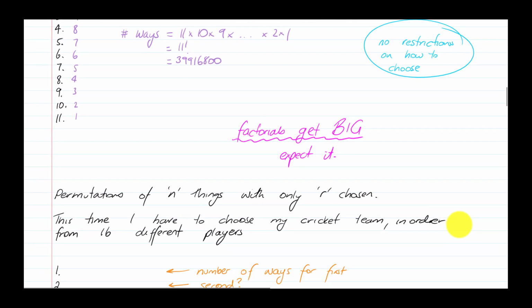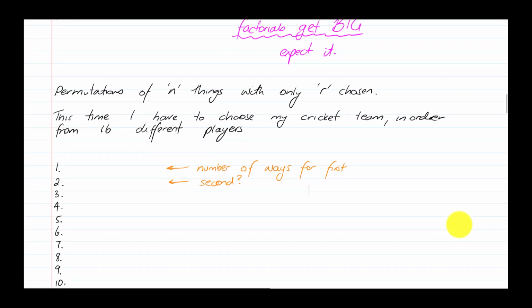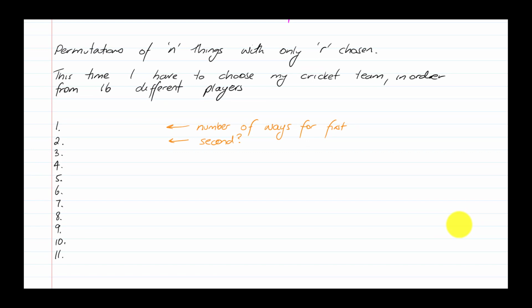So, permutations of n things with only r chosen. This is really the main focus of this video's lesson. So this time I have to choose my cricket team in order from 16 different players. There are 16 players to choose 11 from. So again, I've got 16 ways of choosing the first, 15 the second, 14, 13, 12, hopefully you're bored now, but I won't keep you for too long. Okay, and then at the end I've got 5 players that miss out on the team.